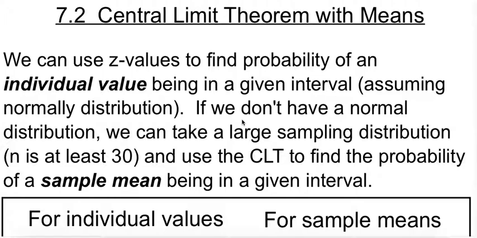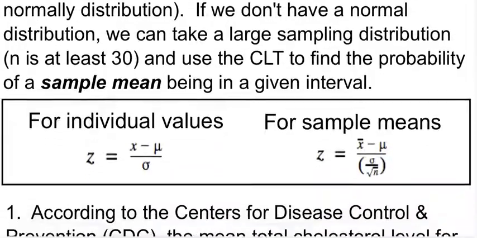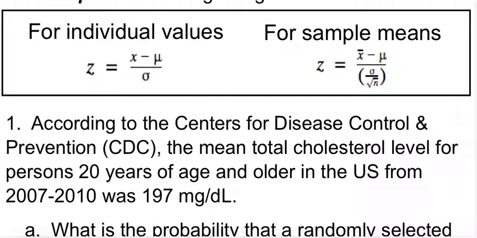So, a couple formulas that we'll need. Remember, in chapter 6, we said that our z-score was x minus mu divided by sigma. When we're dealing with sample means, our z-score has to be adjusted slightly. It's x bar minus mu, so that's pretty much the same. But remember, sigma gets smaller. Our standard deviation gets smaller. So instead of just sigma, it's sigma divided by root n. So that's our adjusted z-score.